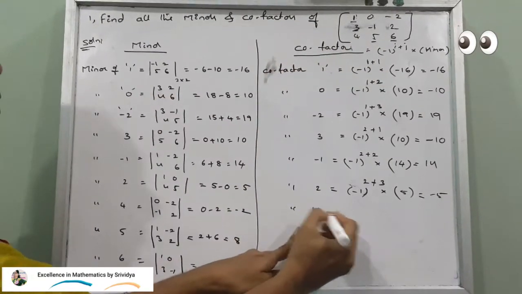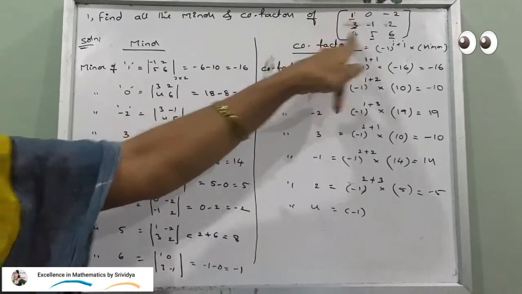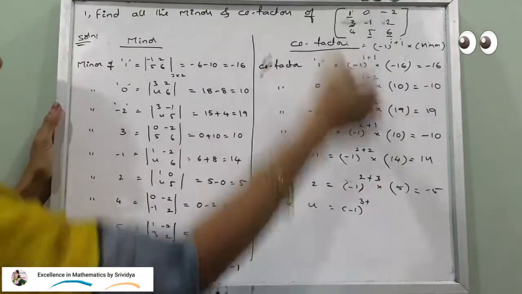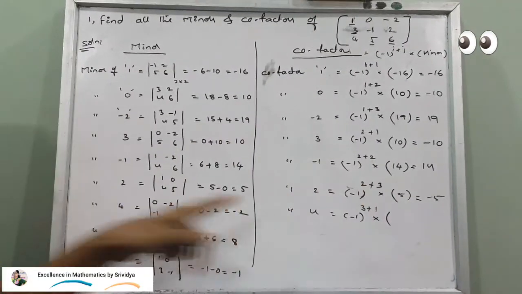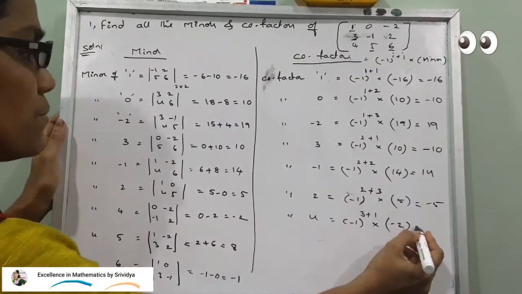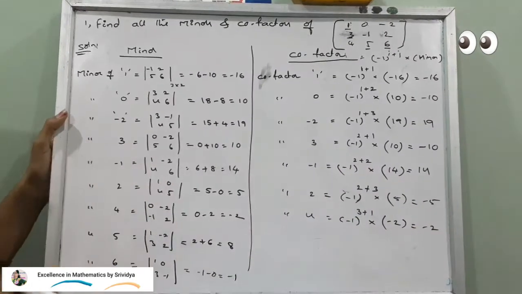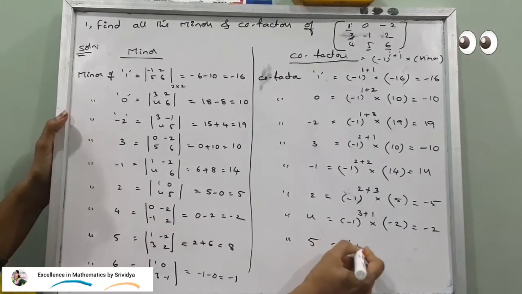Now cofactor of 4. Cofactor of 4 is equal to minus 1 whole power, 4 is in third row first column, that is i is equal to 3 and j is equal to 1, into minor of 4. Minor of 4 is minus 2, which is equal to minus 1 whole power 4, which is plus 1, then minus 2.